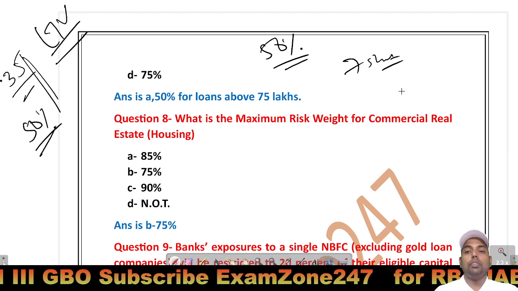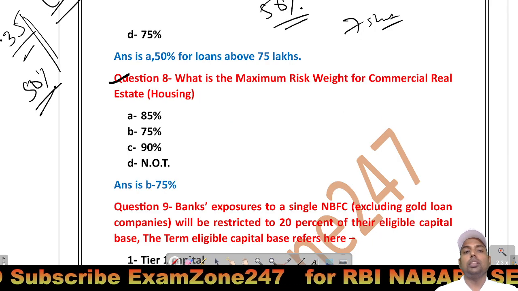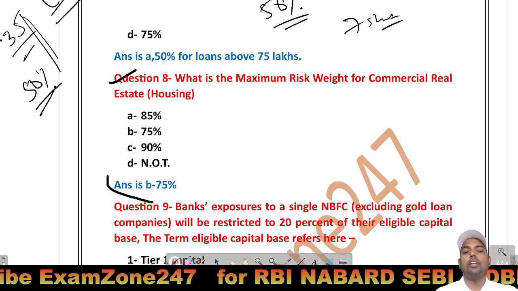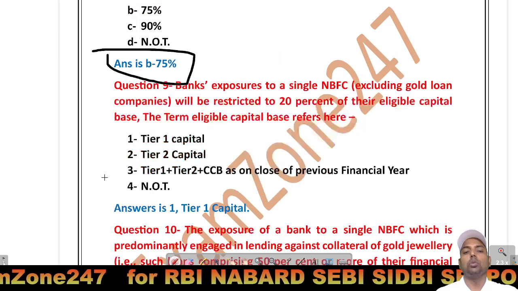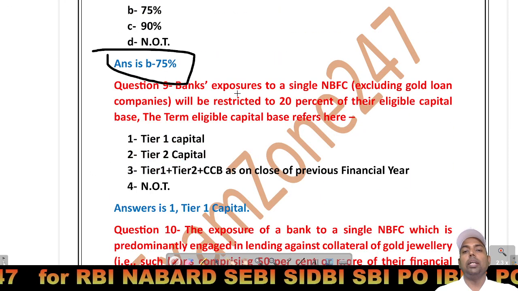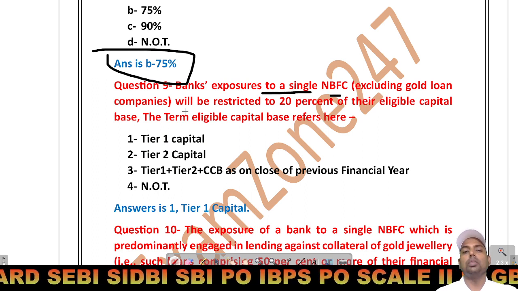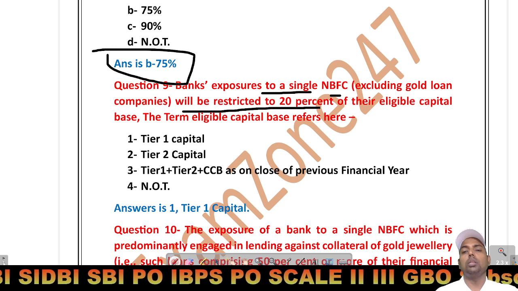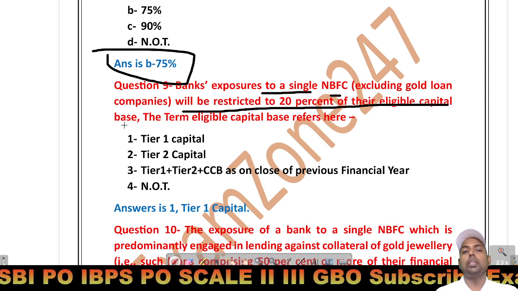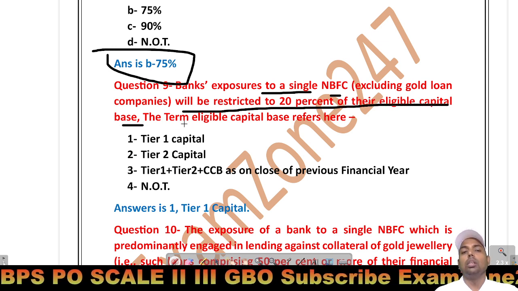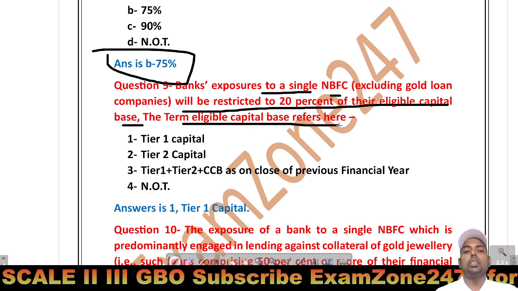What is the maximum risk weight for commercial real estate? कमर्शियल रियल एस्टेट हाउसिंग के लिए 75% का रिस्क वेट मैक्सिमम होता है. बैंक्स एक्सपोजर टू ए सिंगल एनबीएफसी, नॉन बैंकिंग फाइनेंस, will be restricted to 20% of their eligible capital base. Okay, the term eligible capital base is here.